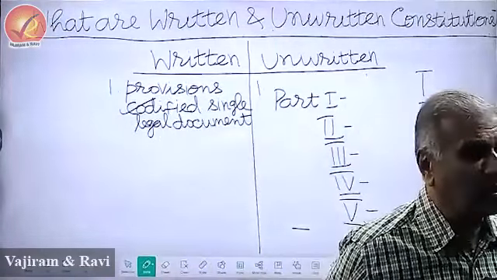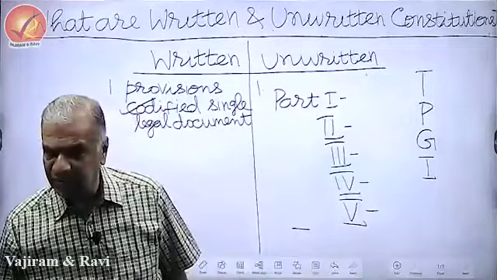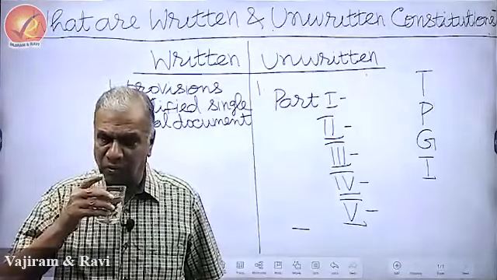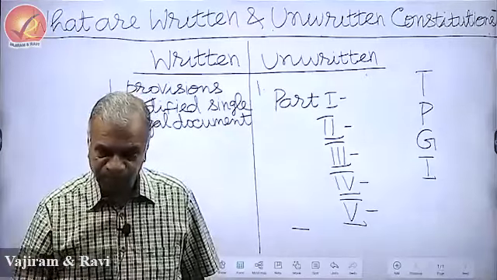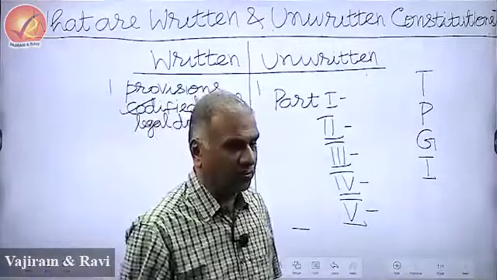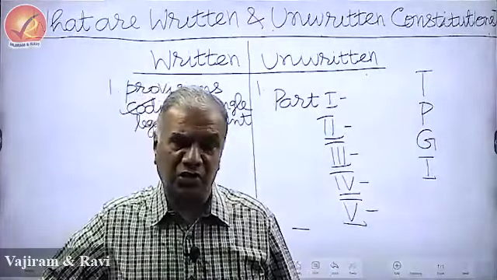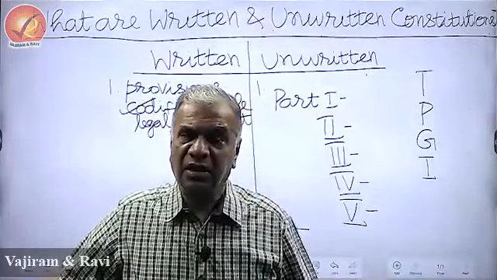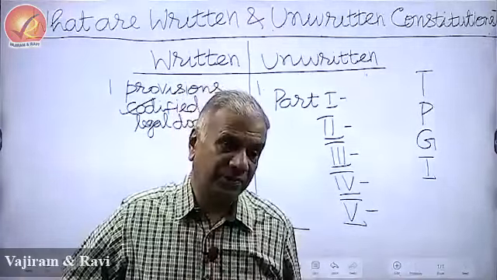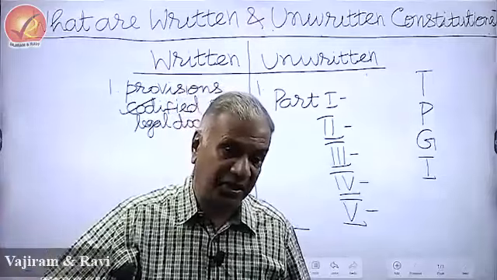An unwritten Constitution is one whose provisions have not been codified into a single legal document. For example, if you take the British Constitution, which is unwritten, the provisions of the British Constitution are not found in a single document. They are found scattered in various legal documents of the country.